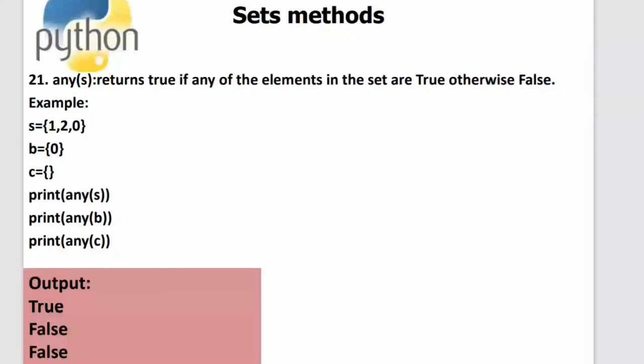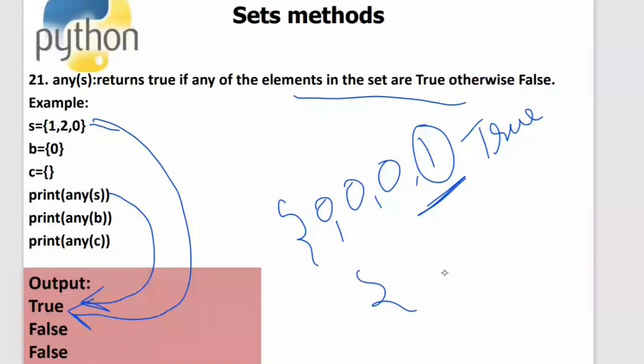Here we are talking about any, meaning that any one being true makes the result true. Having 3 zeros and a 1 in a set, since there is one true, the result will be true. So at least one non-zero in the set, and it will return true. Here there is only 0, so it returns false, and it also results in false over here. So is this clear?